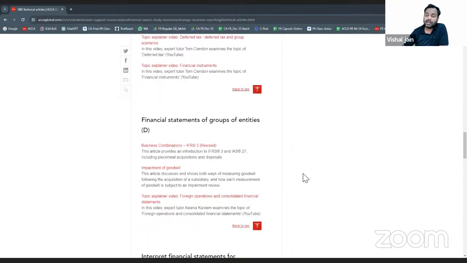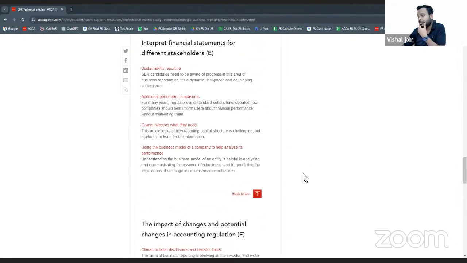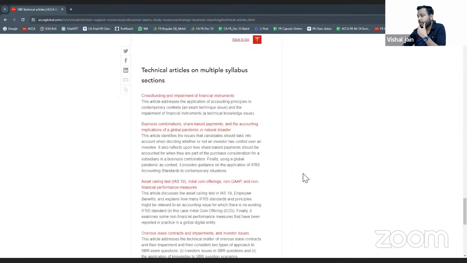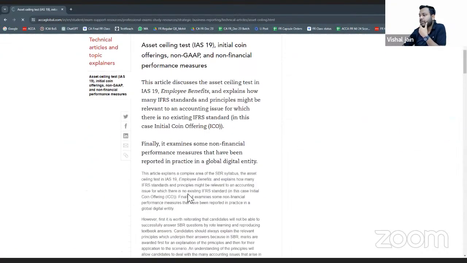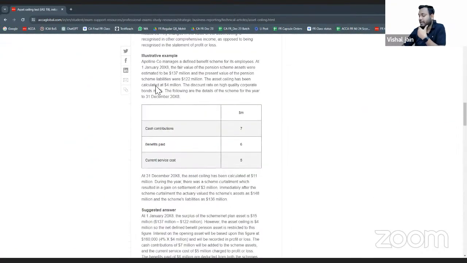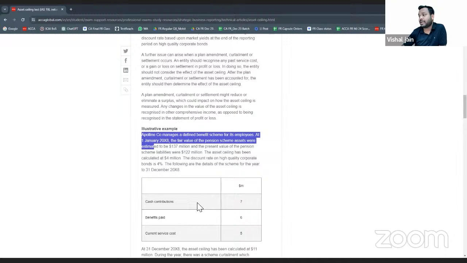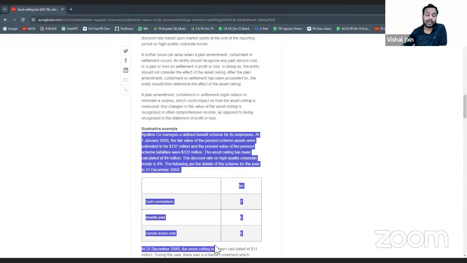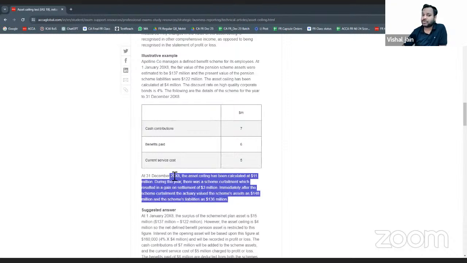And there are times that the questions come directly. I'll show you one question which came directly in the exam. Just give me a minute. It was from employee benefits. Yes, this one. See this example. It came directly in the exam, they just changed the numbers and the data, that's all. Otherwise, the concept was exactly the same. In the exam, they asked this question, and I think it was asked for around 8 marks. Okay. So this is the level of importance of technical articles.